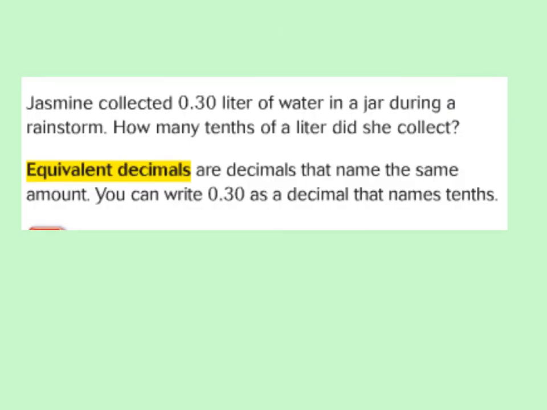Let's try another. So Jasmine collected 30 hundredths liter of water in a jar during a rainstorm. How many tenths of a liter did she collect? So we know she collected 30 hundredths. So this right here would be 30 hundredths.